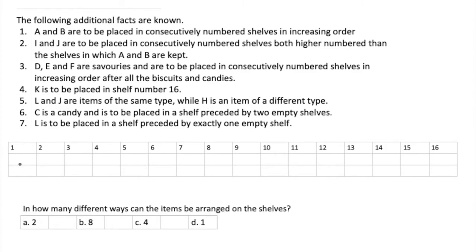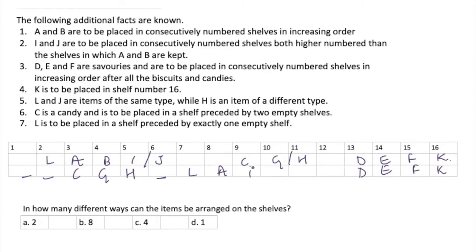In the first case, one is blank and you have L, A, B, I, J. Then you have 2 blanks, then you have C, G and H in any order. Then you have a blank and you have D, E, F, K, which is fixed. Similarly here, D, E, F, K is fixed. Here you will place candies first. So 1 and 2 will be blank, then you will have C, G, H. Then 6 will be blank, then you will have L, A, B and I and J in any order, and 12th will again be a blank. So this is the final arrangement.